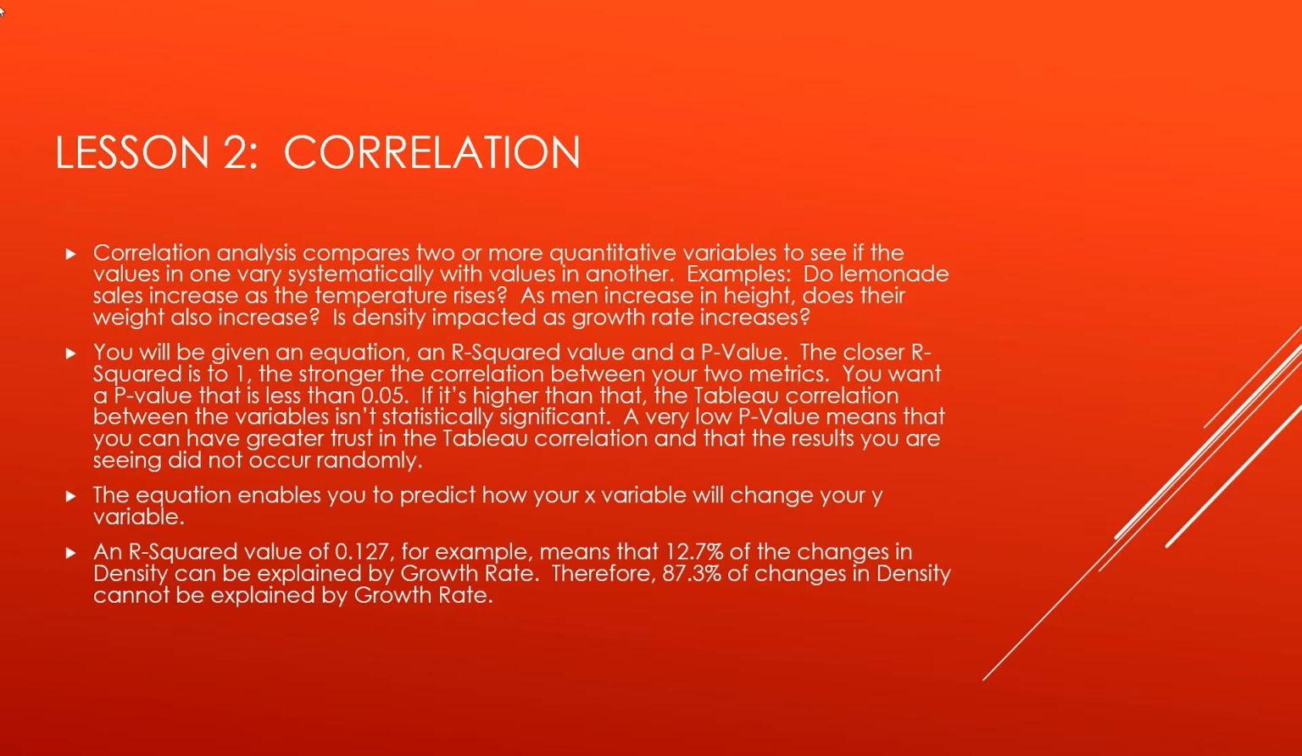The equation enables you to predict how your x variable will change your y variable. An R squared value of 0.127, for example, means that 12.7% of the changes in our case, density, can be explained by growth rate. Therefore, 87.3% of changes in density cannot be explained by growth rate, so they're not really correlated to each other.